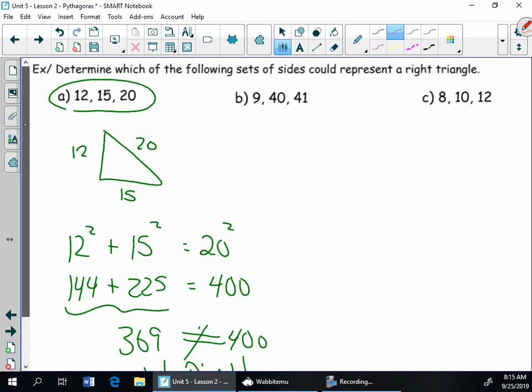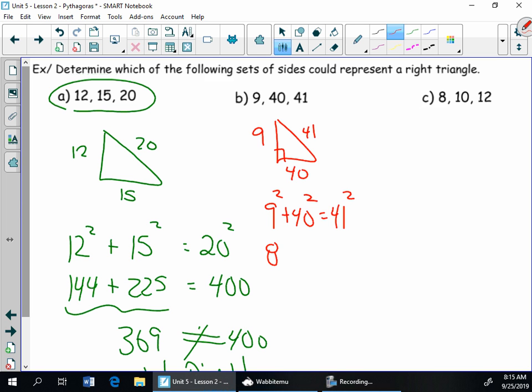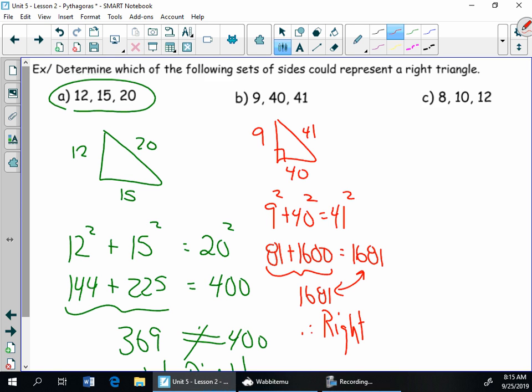Okay, try the second one here. Now, if I had 9, 40, and 41, which sides matter? A and B go whichever sides you want to, but C has to be the long one. So if we try this one, A squared, B squared, C squared: 9 squared is 81, 40 squared is 1600. And it turns out that 41 squared is 1681. Well, if I add them together, I get 1681. Hey, those are the same things. What does that tell me? This is a right triangle.